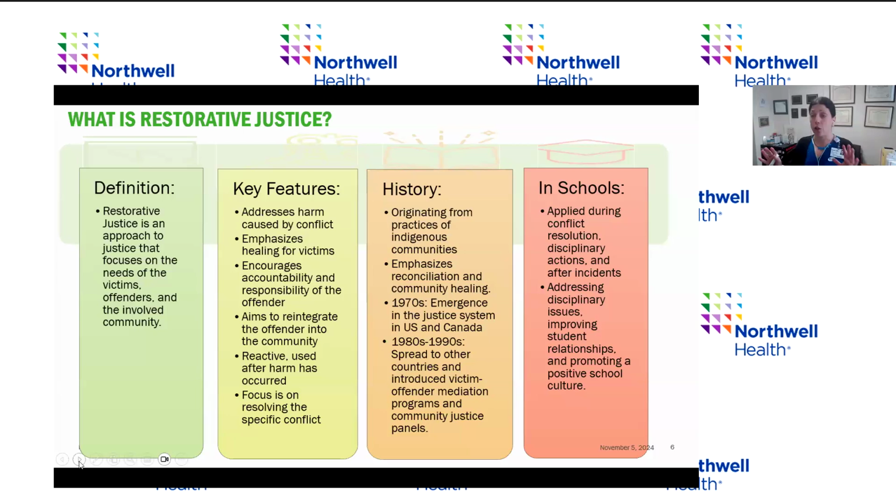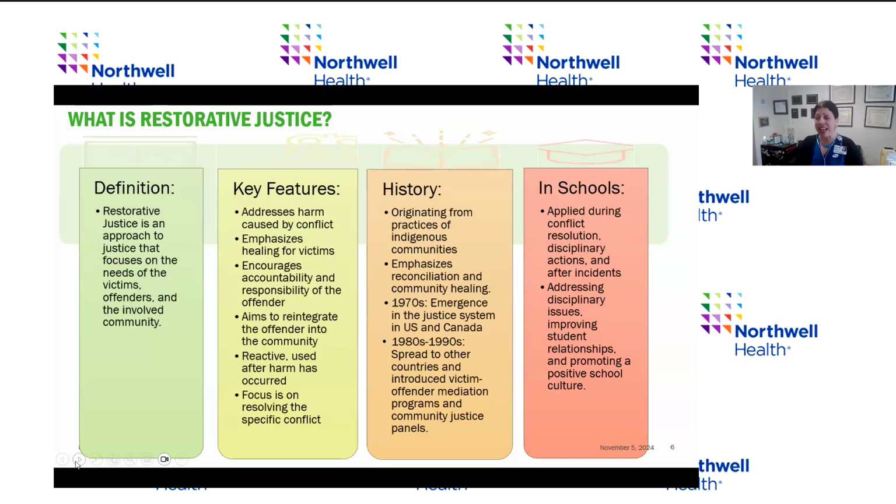But I do want to make a distinction first between the term restorative justice and restorative practices, because they are a little bit different. Restorative justice is really an approach to justice that focuses on the needs of the victims, the offenders, and the involved community. It addresses harm that is caused by the conflict, focuses on healing for both the victims and the perpetrators, and encourages accountability and responsibility of the offender. It aims to reintegrate the offender into the community. Restorative justice tends to be reactive, and it tends to be used after harm has already occurred. The focus really is on resolving that specific conflict or the harm caused by that conflict.